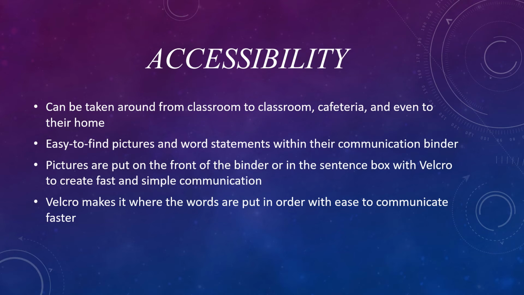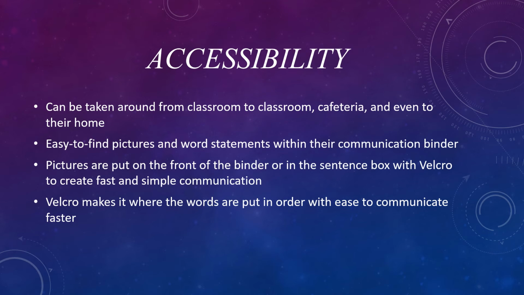And it's easy to find pictures and word statements within their communication binder. Again, trying to make it so that literally within seconds they know exactly what they want. They're going to piece it together, and they're going to say it exactly how they want to say it, instead of, I think I know what I want to say. They're going to be, I know exactly what I want to say. So pictures are put on the front of the binder or in the sentence box with Velcro to create fast and simple communication. Again, it's all about precise, simple, fast, easy, whatever you want to call it.